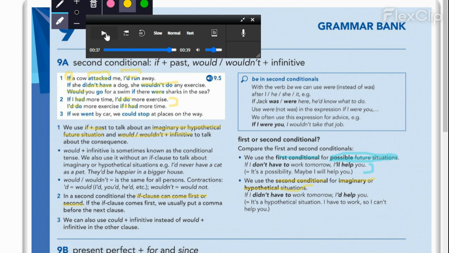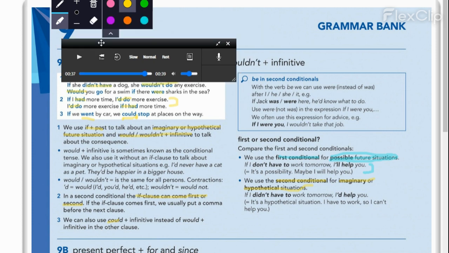Okay, could you see that here there is something different? We have if plus simple past, and here we don't have would, we have could. We can also use could plus infinitive instead of would plus infinitive. It will be mostly the same, okay? You can change it. Okay, and that's all about the second conditional. Now we are going to see some special cases, okay?